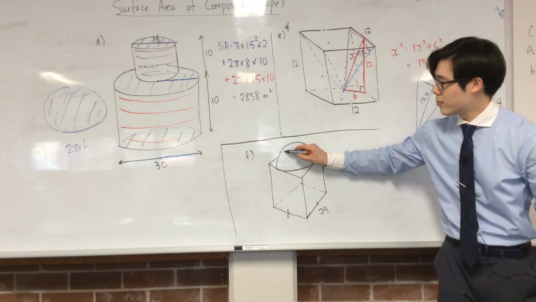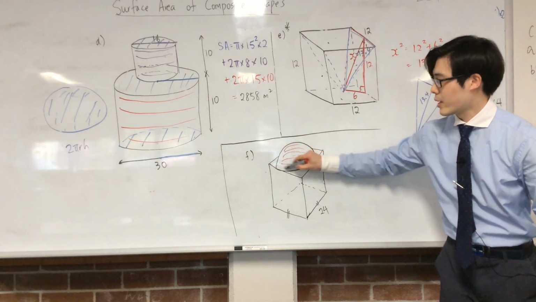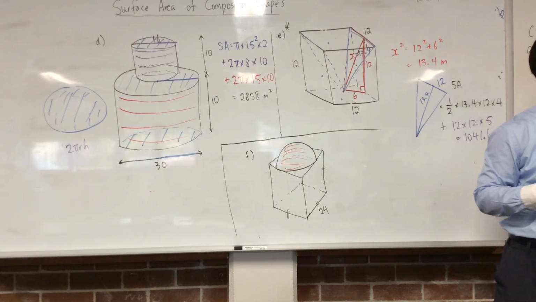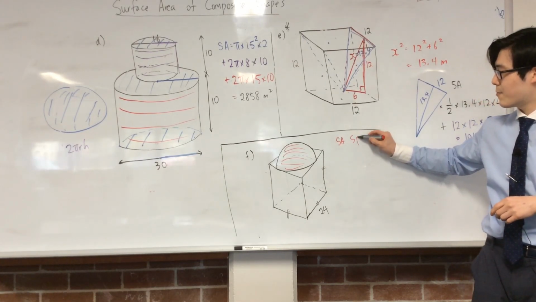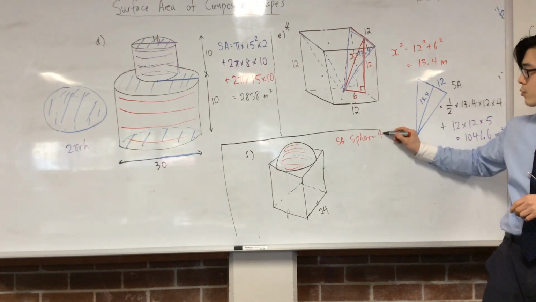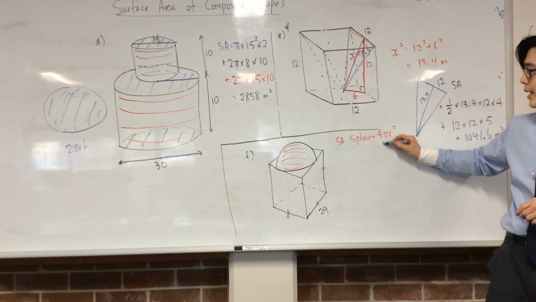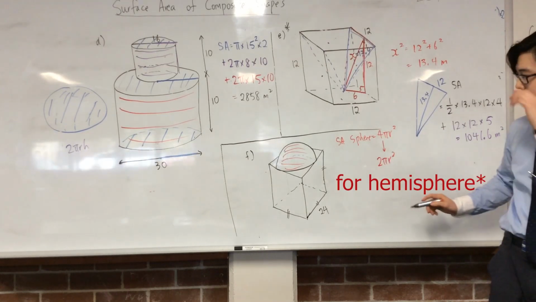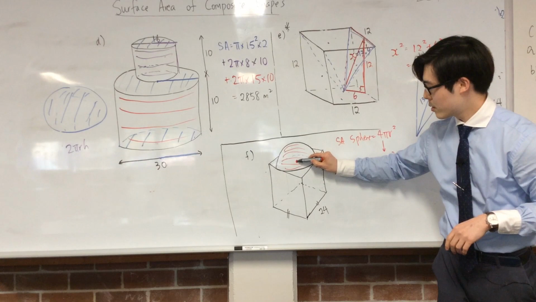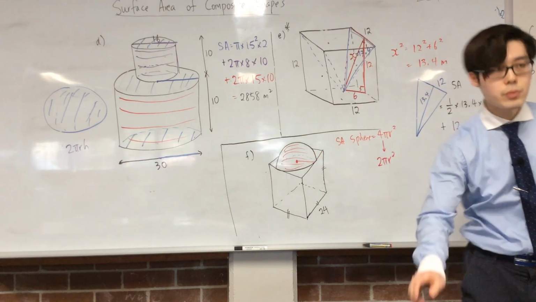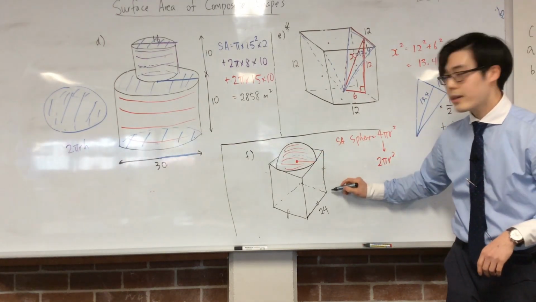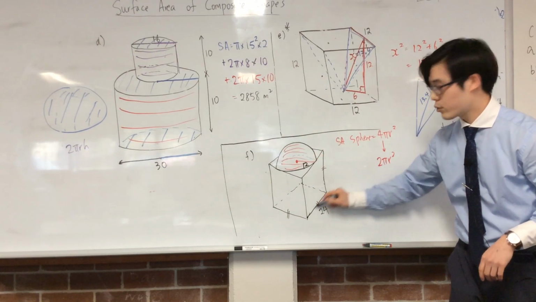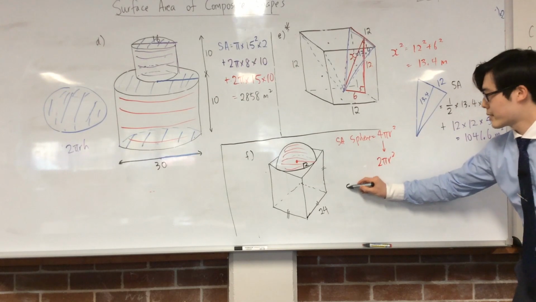Now the area of the hemisphere. What was the surface area formula for a sphere? Surface area of a sphere, remember, is 4 pi r squared. So in our case, we got 2 pi r squared for the red bit. Girls, what's the radius of the hemisphere here? Yeah, 12, because it's half of 24. All right, so let's get into the surface area.